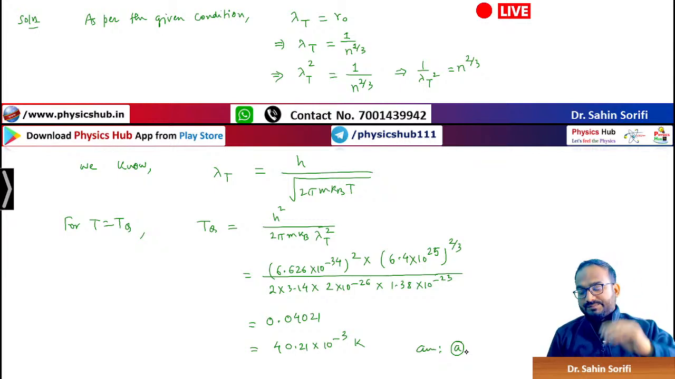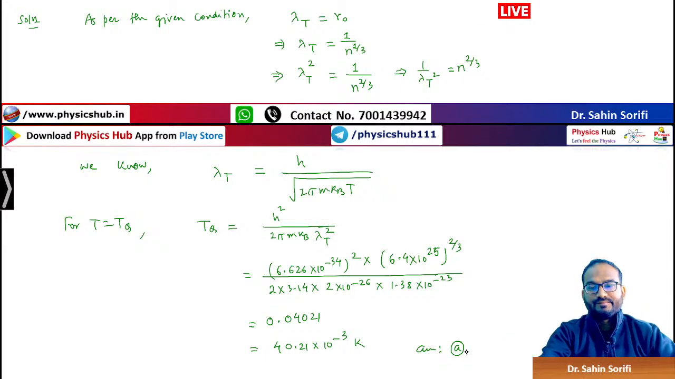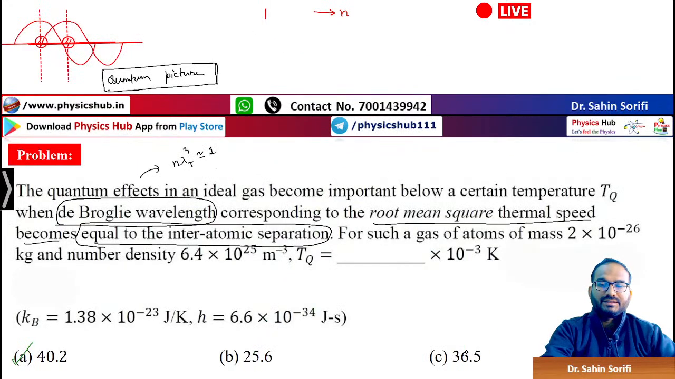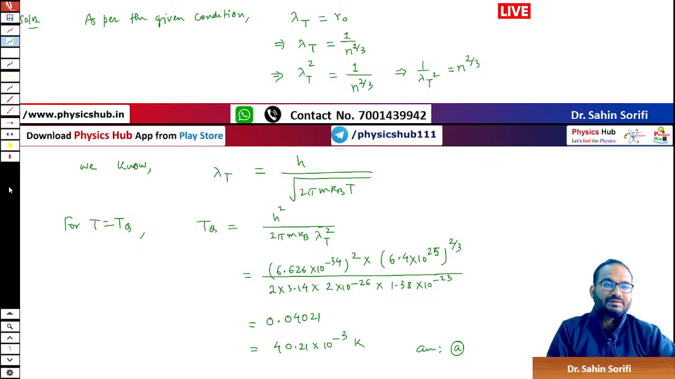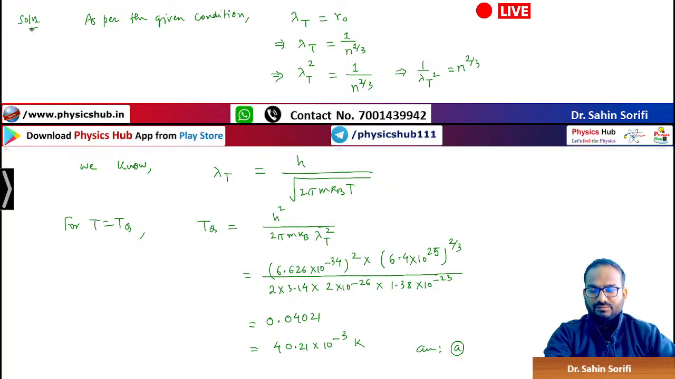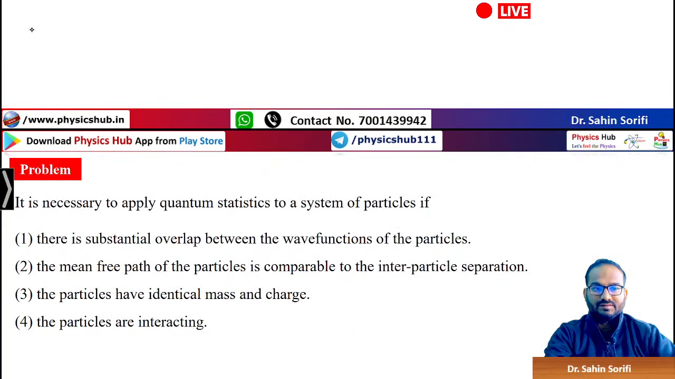Can you move forward quickly? Just note it down, then we'll go to the next problem. The next problem is quite an easy problem. You know already the answer. Just give me the answer.